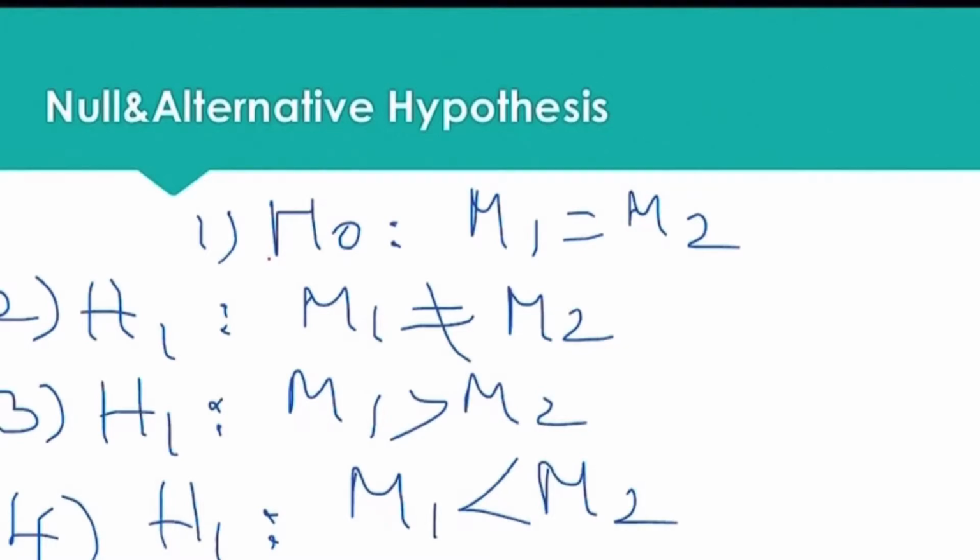But 3 and 4 are directional hypothesis because it suggests that one group is better over the other. Third one suggests that M1 is greater than M2. First group is better than second group. Fourth hypothesis says that Group 2 is better than Group 1.